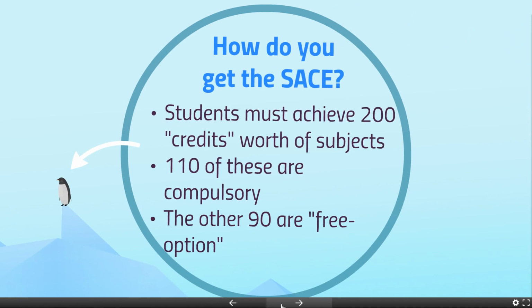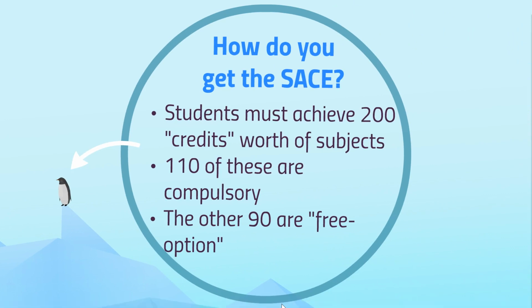So how do you get the SACE? Well, students must achieve what's called 200 credits worth of subjects. 110 of these credits are compulsory. The other 90 are what are called free option. So generally, any time a student studies a subject for one semester, which is 2 terms, they will get 10 SACE credits. At Year 11, those are called Stage 1 credits. At Year 12, they're generally called Stage 2 credits.